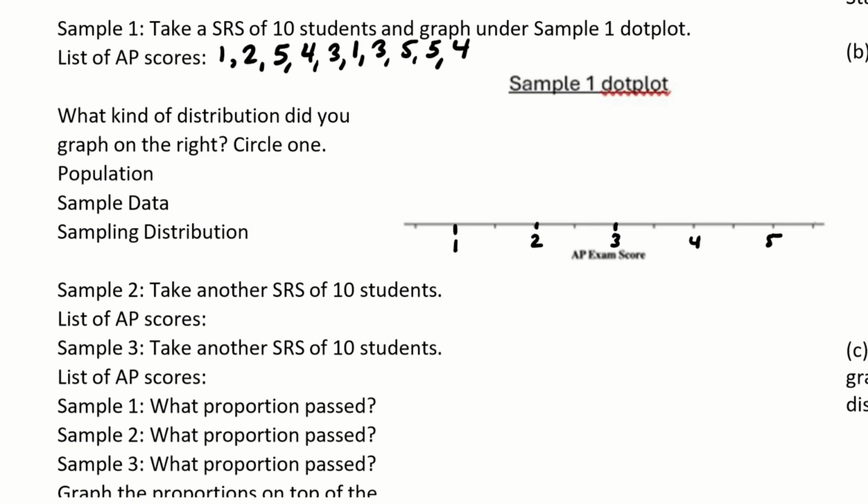Now we're going to do our dots. We have two 1s, two 3s, two 4s it appears, and three 5s.